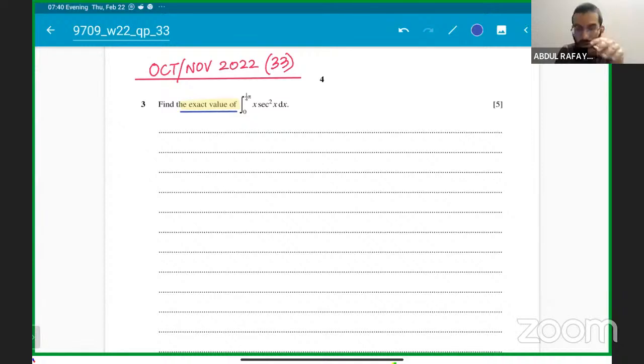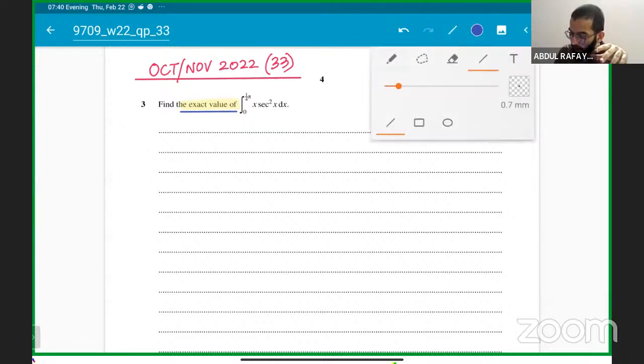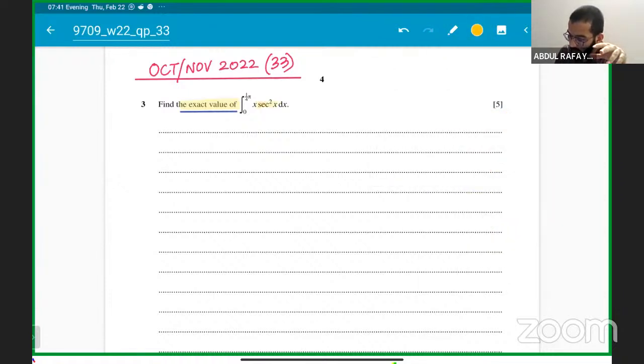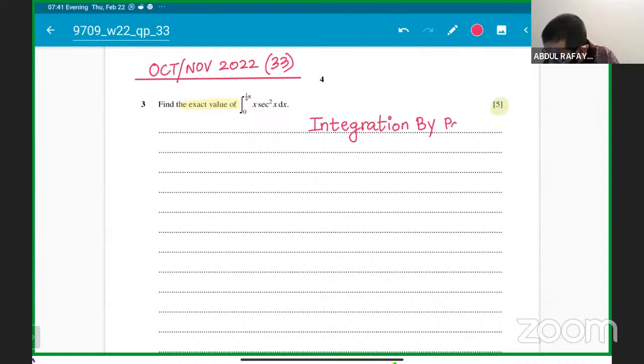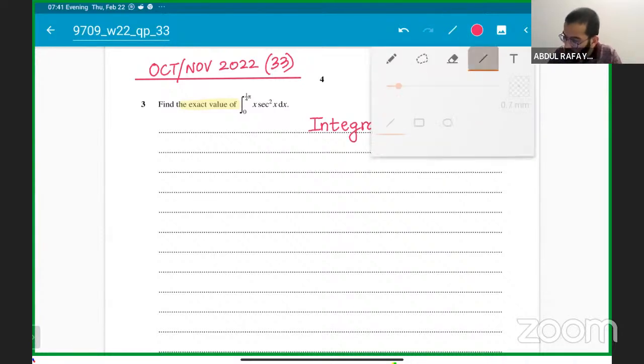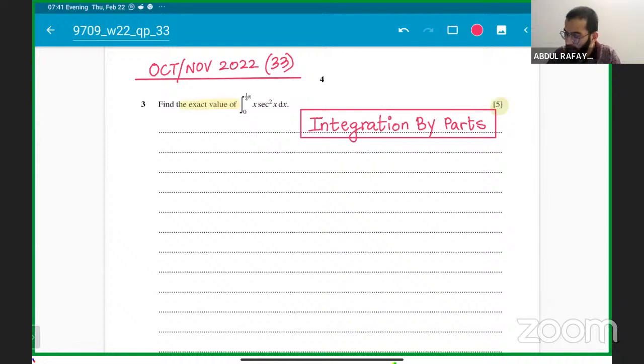So the integral from 0 to pi over 4 of x times sec square x dx. We have this part for 5 marks. The first thing students need to understand is that this is going to be integration by parts. Whenever you have two different types of things, algebra and trigonometry, it will be integration by parts.